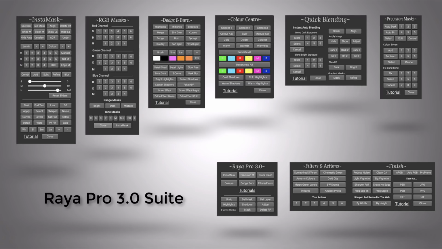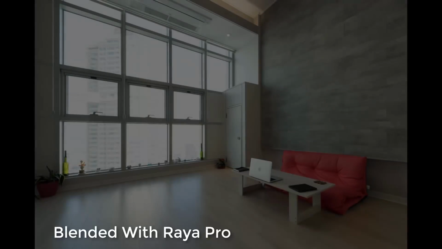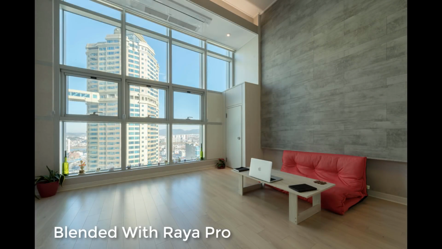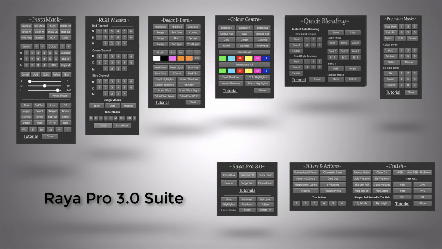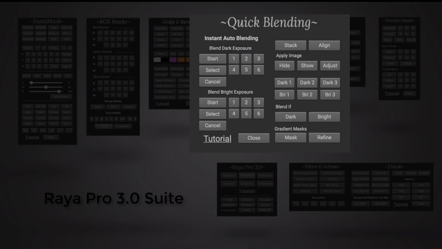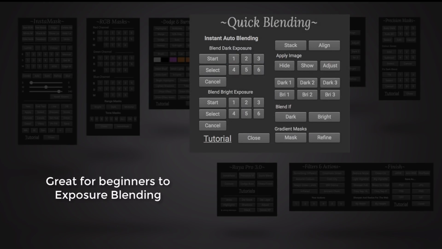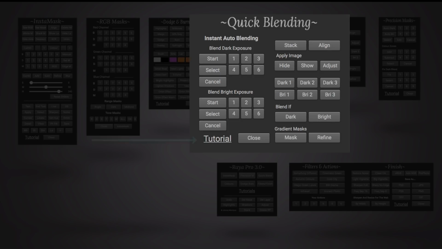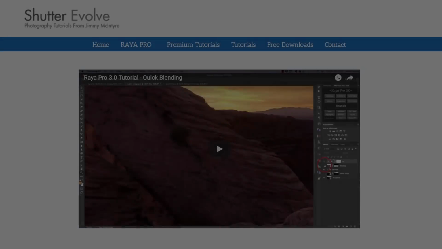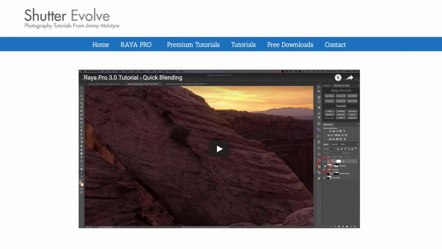I originally developed Raya Pro to help people with exposure blending so that we didn't have to put up with the surreal, oversaturated effects that we sometimes see in HDR software. We could now create clean, natural exposure blended images. And Raya Pro 3.0 has 3 different panels for exposure blending. The first panel is for absolute beginners. We have something called Instant Auto Blending, which will do the blending for you if you don't know where to start. And each panel in the suite has a tutorial button at the bottom, so if you click on that, it will take you to a video tutorial showing you how to use that panel.